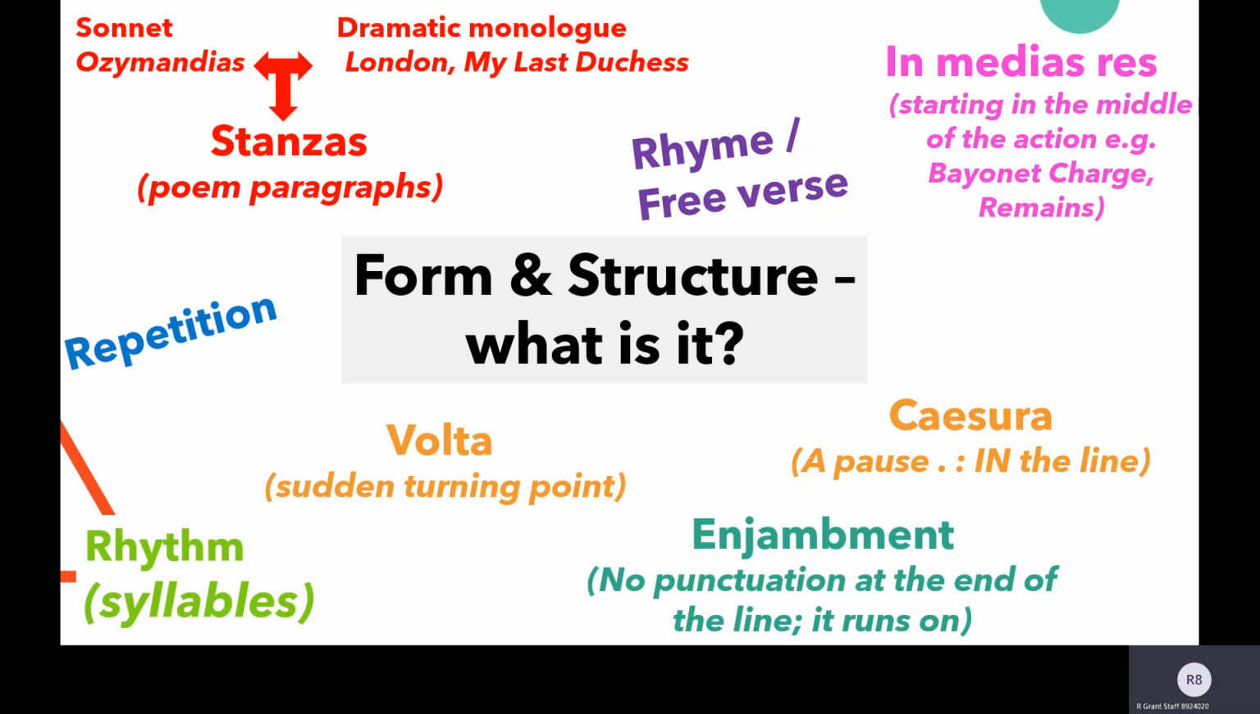We also have 2 dramatic monologues, which is poems told from a first-person perspective, often in a very passionate manner. In London, the dramatic monologue is used to convey his anger at the power structures in London at that time, whereas in My Last Duchess, the dramatic monologue is used to convey how unhinged he is and how unstable he is.